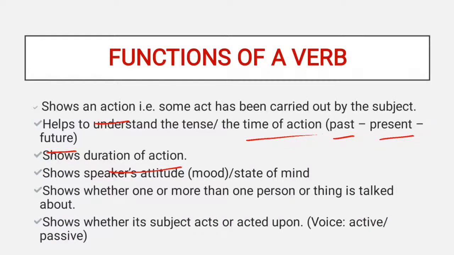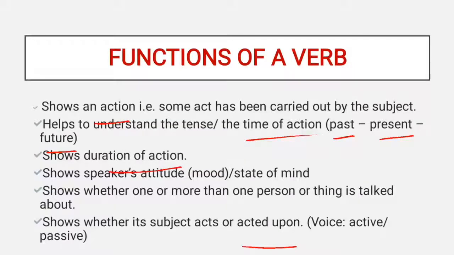Verb also shows whether its subject acts or is acted upon. She is reading a book. In this sentence, the subject she is in action. When we say a book is being read by her, here the subject, a book, is acted upon.